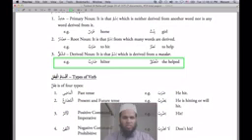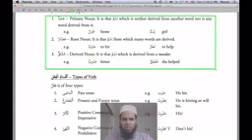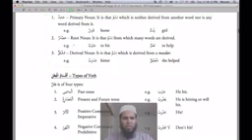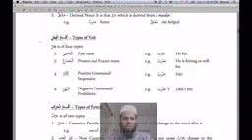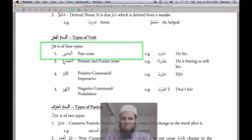Aqsamul fi'l, types of verb. Again, I'll go over these and understand them. Aqsamul fi'l, types of verb. There are 4 types. Al-madi, past tense. Daraba, he hit. Fa'ala, he did.